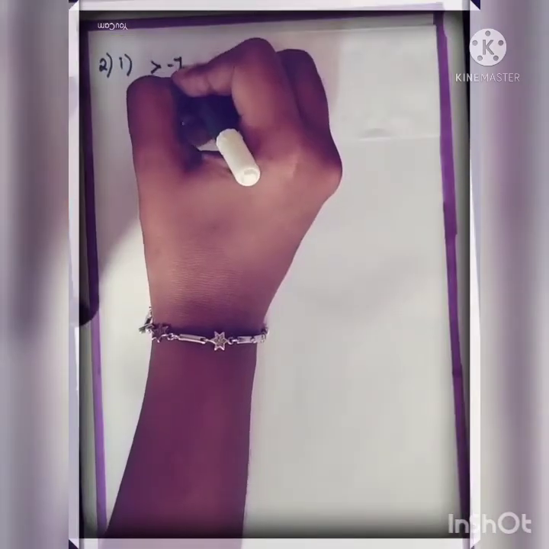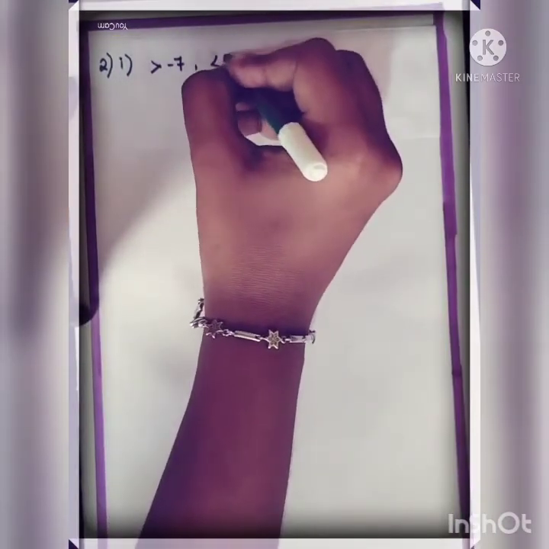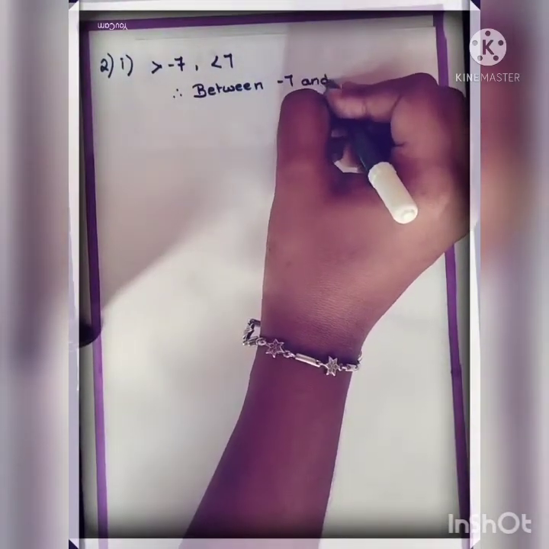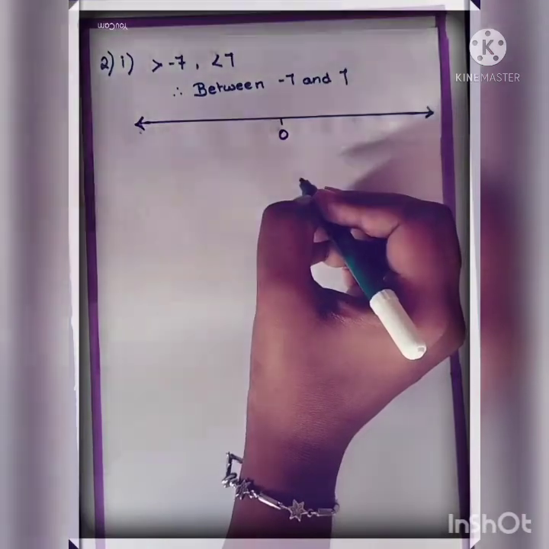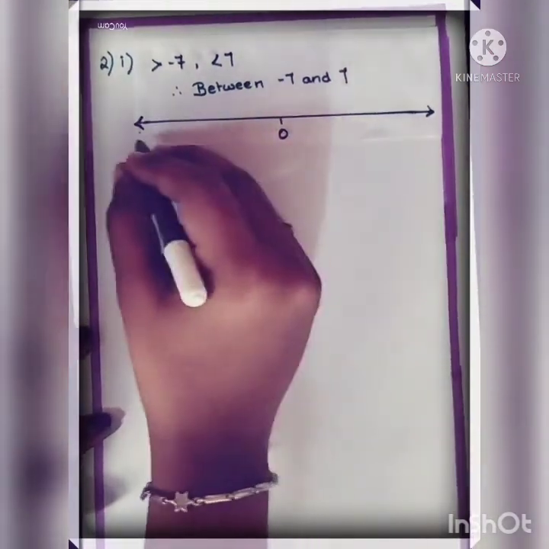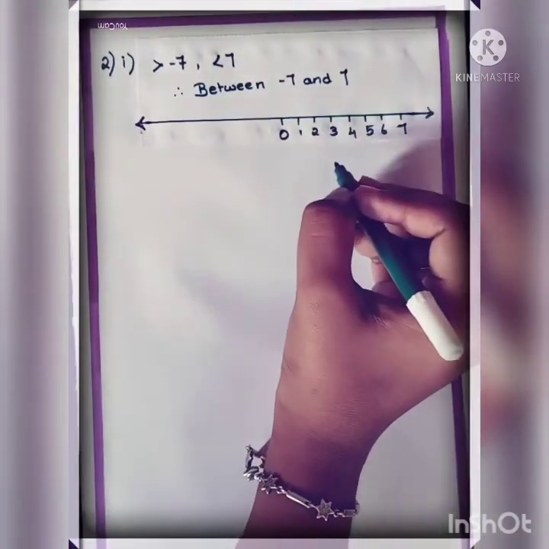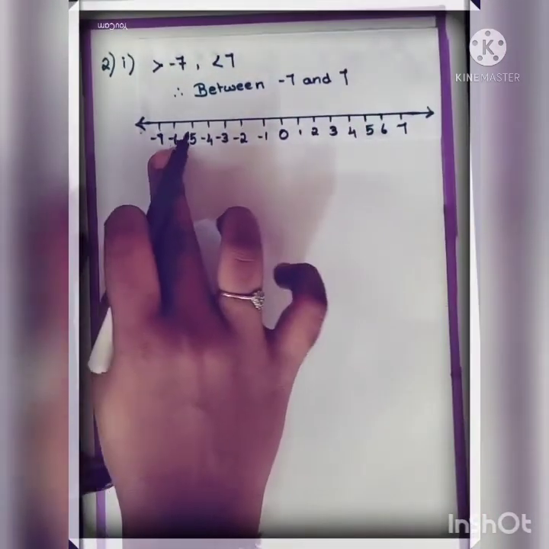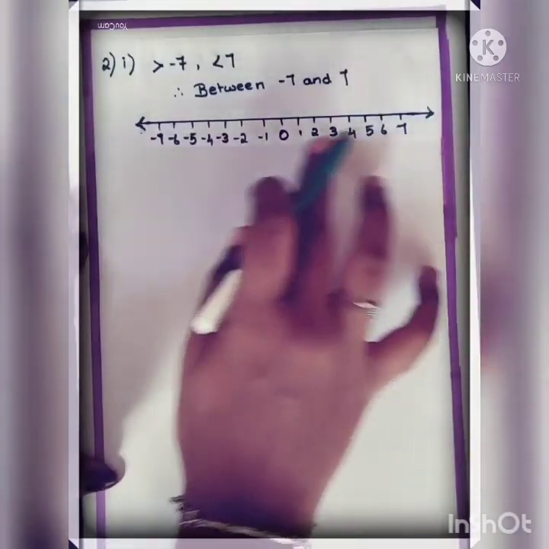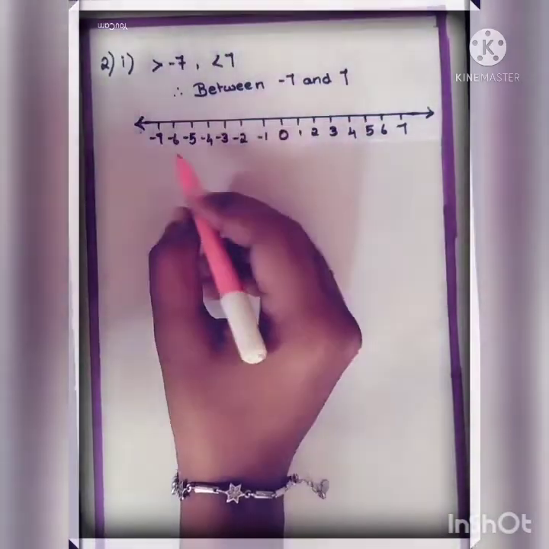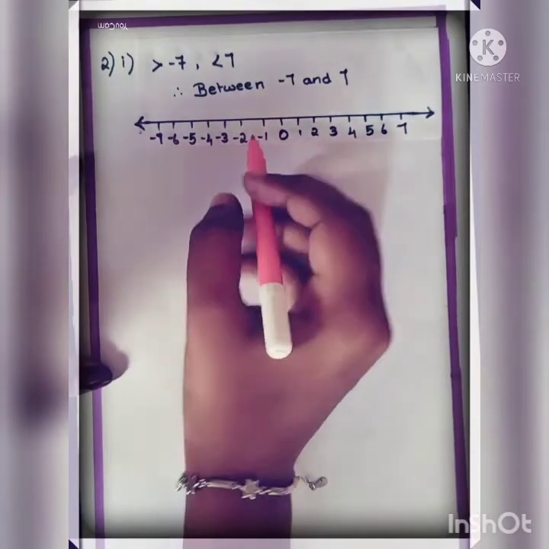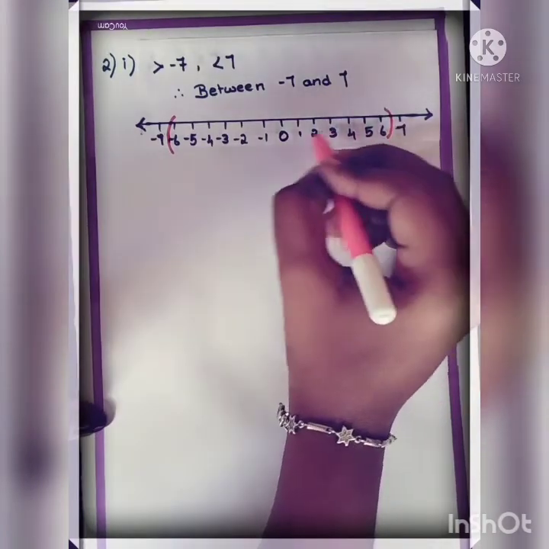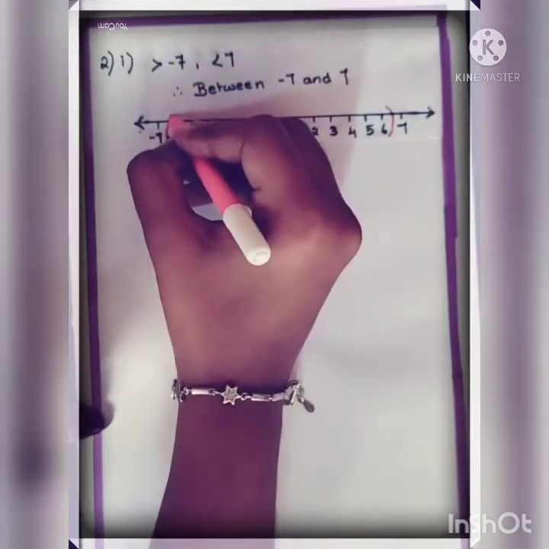The first subdivision of this question is, we are asked to find the integers which are greater than minus 7 and less than 7. That is, we are asked to find the integers between minus 7 and 7. So, let us draw the number line and mark the positive integers to the right of 0 and the negative integers to the left of 0. As we have already learnt, all the integers towards the right side of minus 7 are greater than minus 7. Similarly, all the integers to the left side of 7 are less than 7.